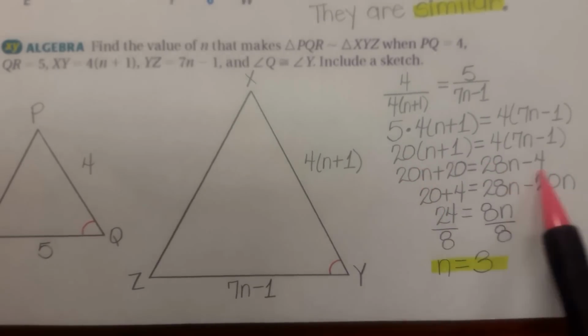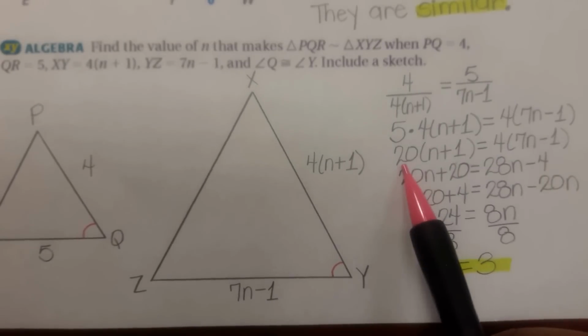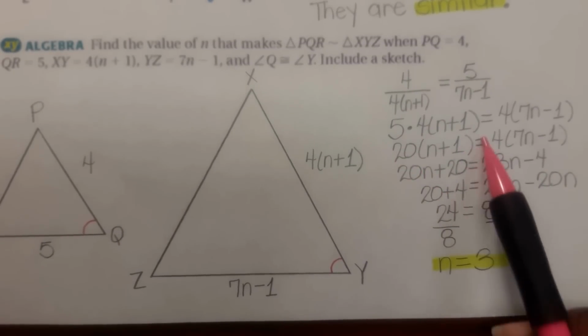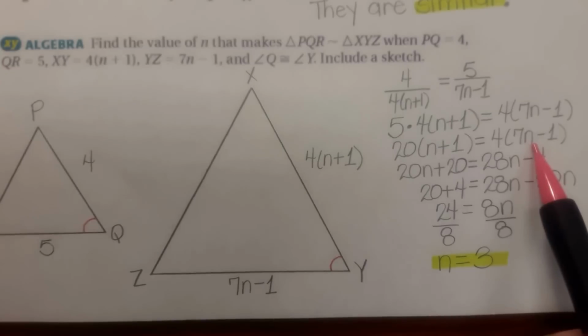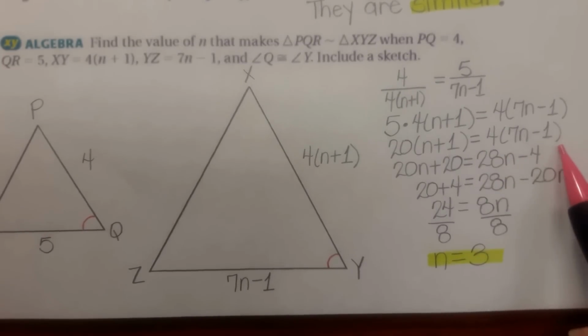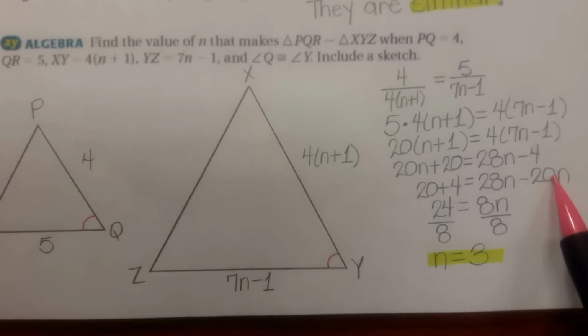Next step, I'm going to apply my distributive property. 20 times n is 20n. 20 times 1 is 20, equal. 4 times 7n is 28n. 4 times negative 1 is negative 4.